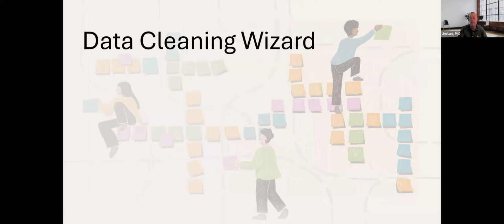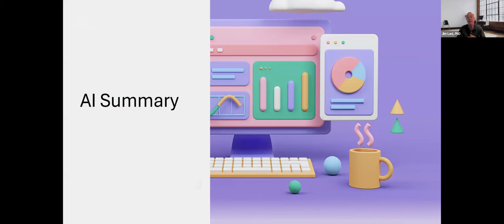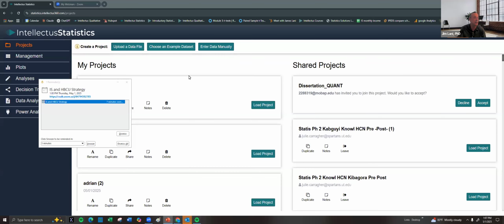All right. So we have a data cleaning wizard. We also have an AI summary, which can look at all of your output and summarize that. And that could be a kickoff, perhaps, to your discussion section. So without further ado, let's just get to it.